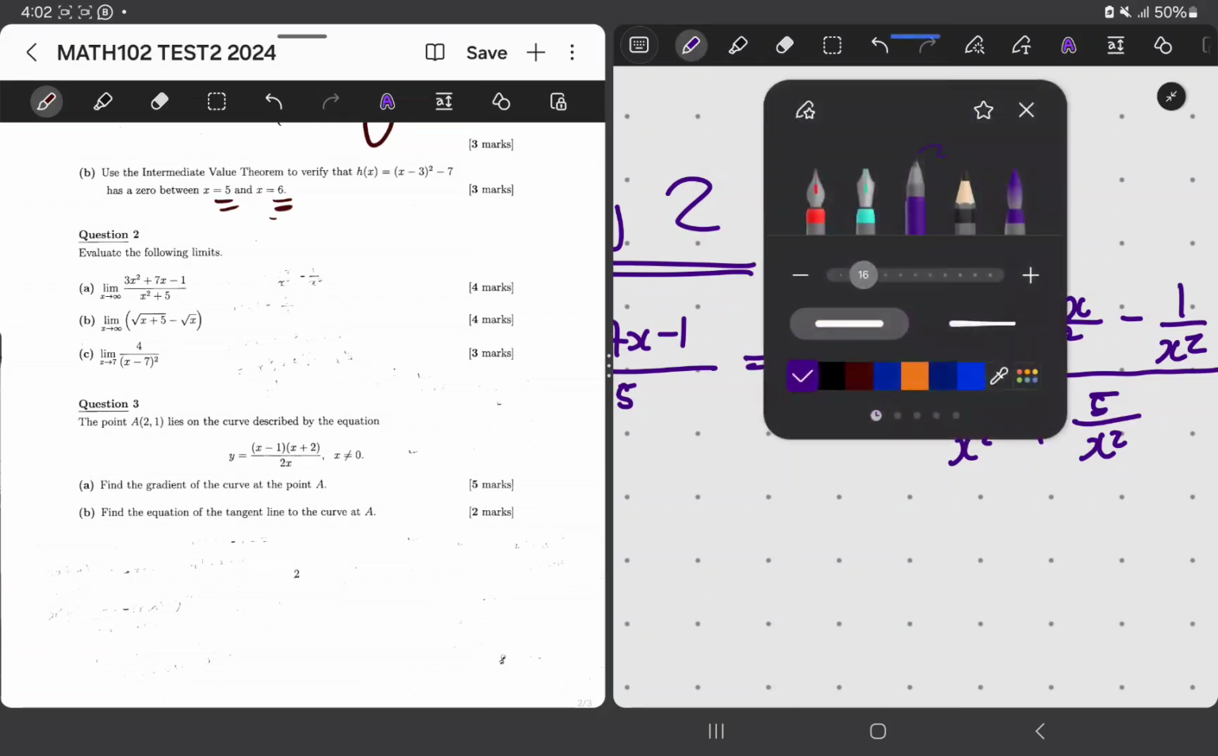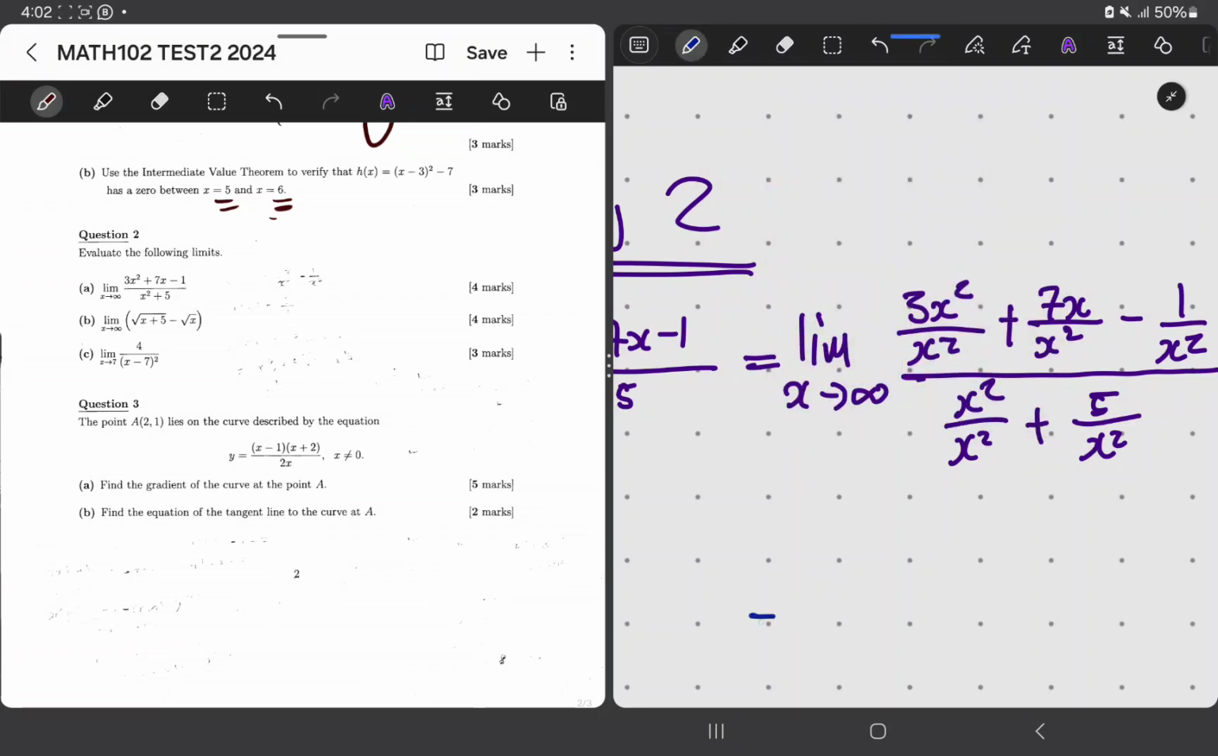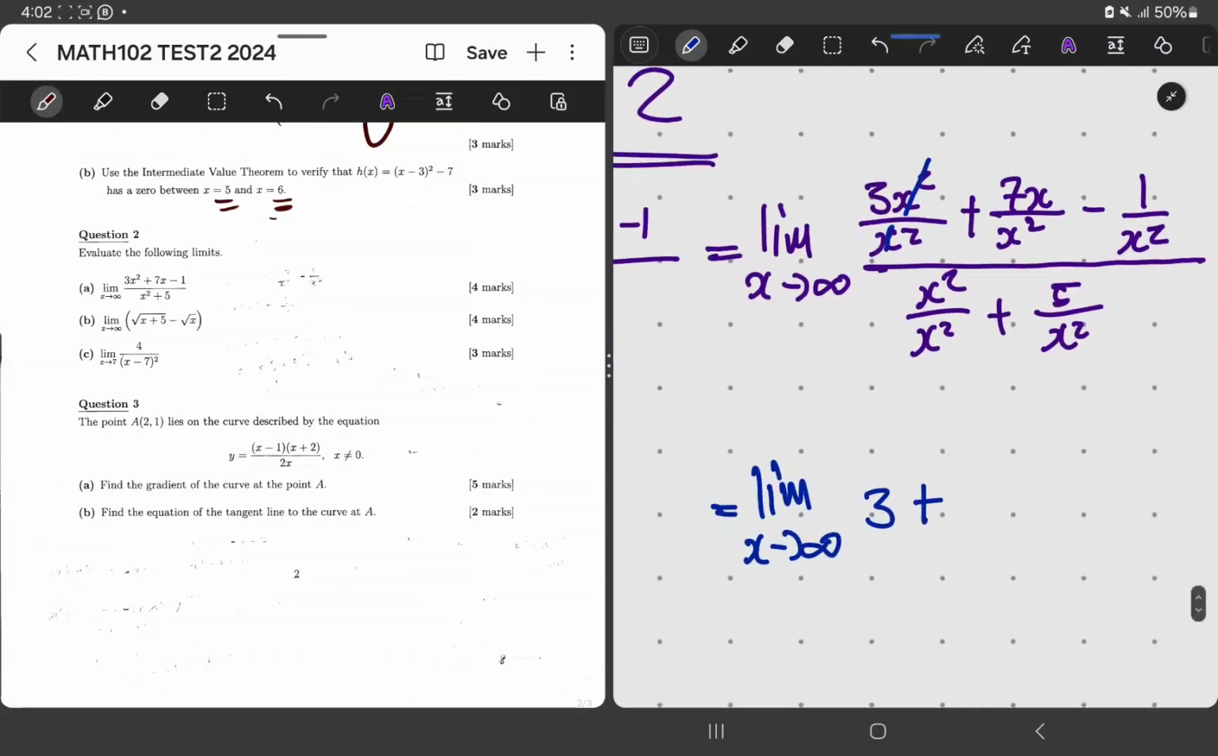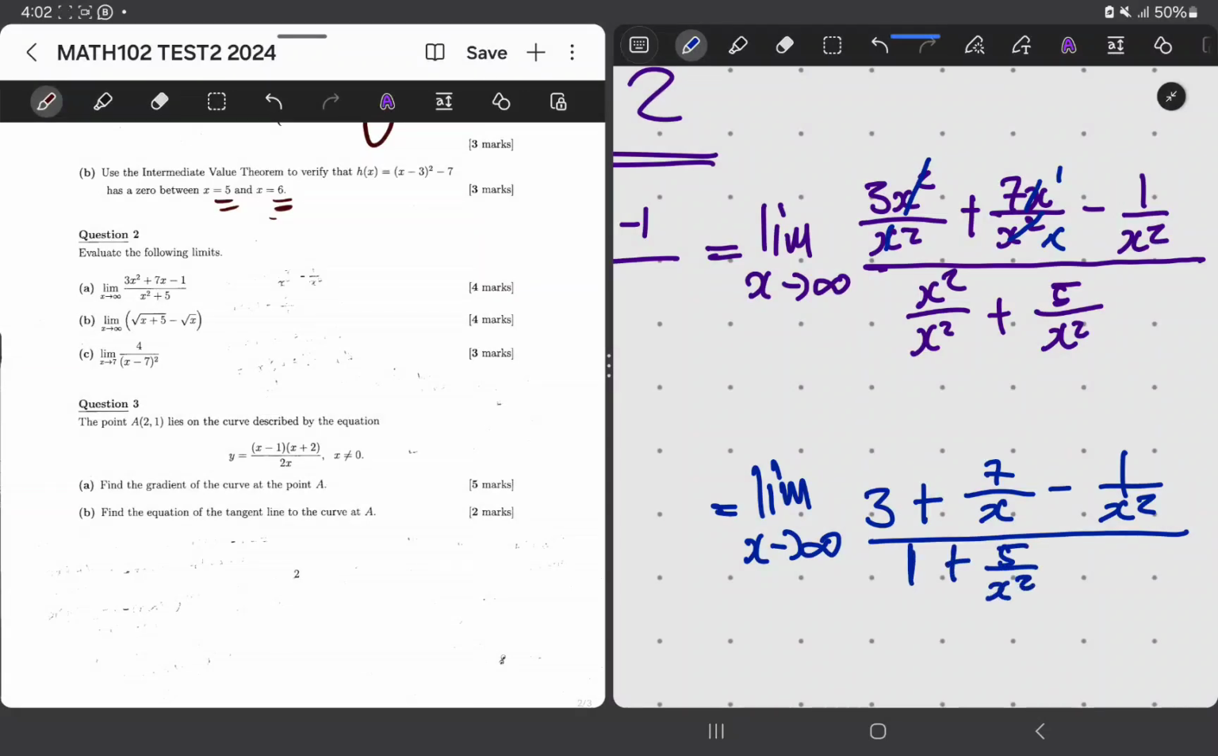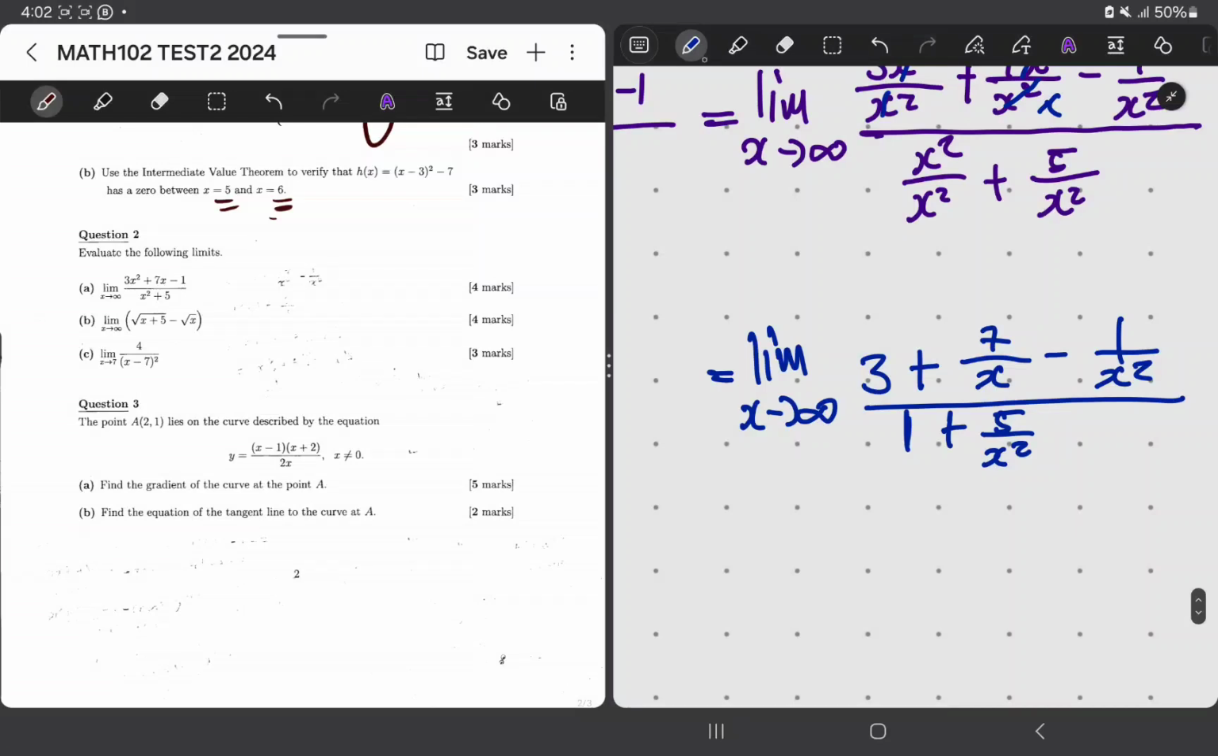So now what are we going to do? We keep going. This is going to be equal to the limit as x approaches infinity of, what is 3x squared over x squared? The x squared and the x squared cancel, and we remain with a 3, plus 7x over x. This x goes into x once, and x goes into x squared, you get an x. So it's going to be 7 over x, then minus 1 over x squared. This is all being divided by x squared over x squared, which is 1, plus 5 over x squared. So that is the limit as x goes to infinity of this.